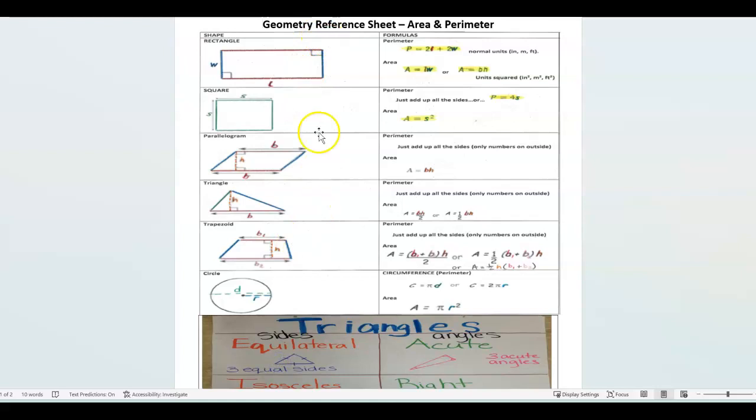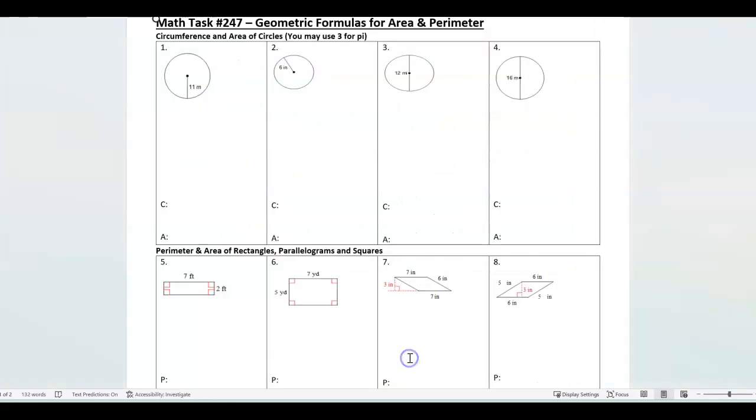The specific formulas for each shape can be found on your geometry reference sheet. So let's go ahead and start with circles. We're going to find the circumference and we're going to find the area, and we can use 3 for pi. So first thing you're going to do is write out each formula for circumference and area. Make sure to write neat, make sure to write small. We got C equals pi d, A equals pi r squared. So notice we'll need our diameter and we'll need our radius.